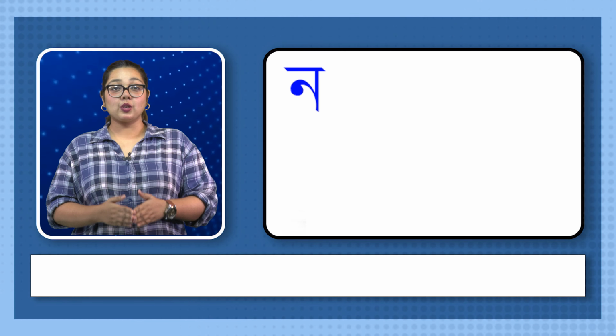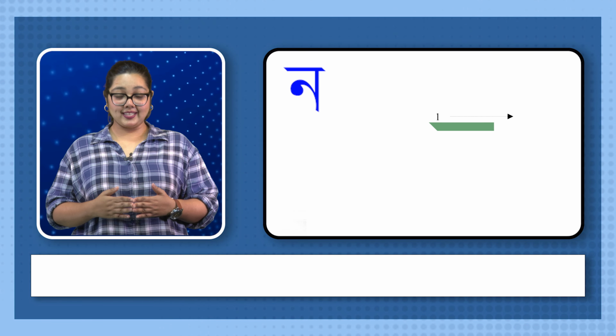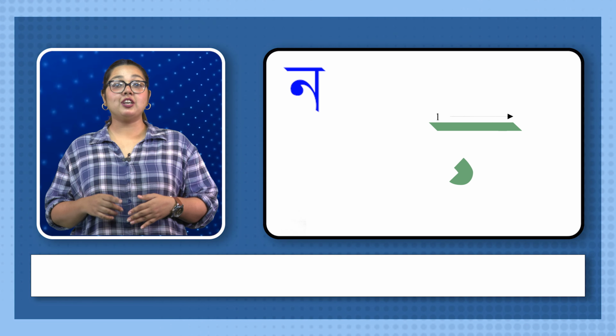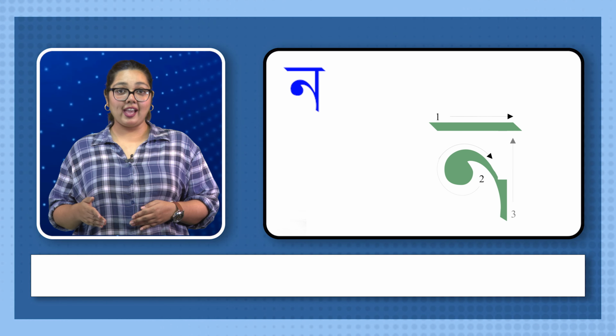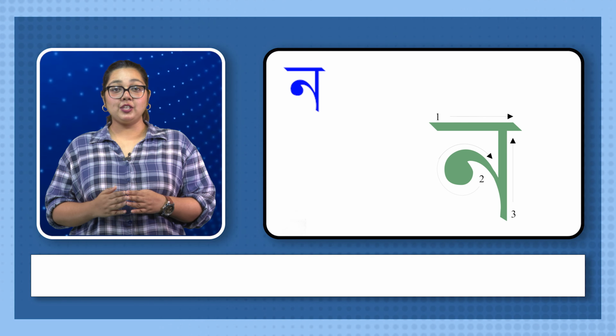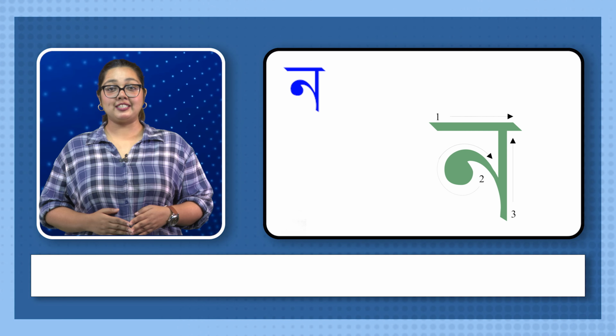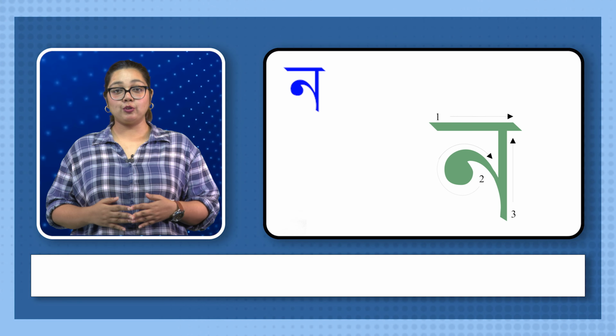Now let's try to write this letter Dontanna step by step. First, we will draw the matra. Then, start here with a clockwise loop like this. Go down and move straight up. You have now successfully written the Bengali letter Dontanna.